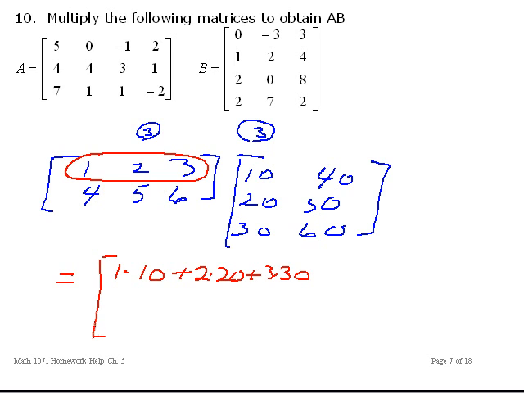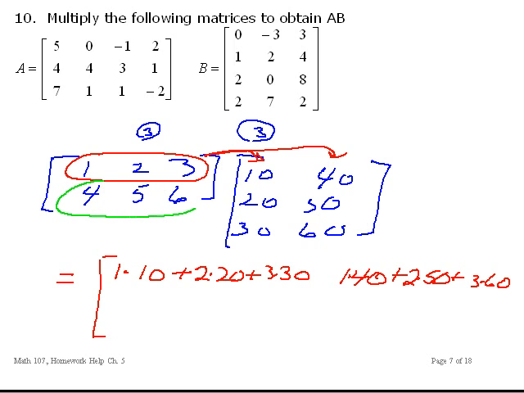Then I take that row and now I'm going to go against the second column. So I've got 1 times 40 plus 2 times 50 plus, what is it, 3 times 60. Okay, now I'm done. I've taken the first row and applied it to both columns. The first column gave me my first entry here. The second column gave me the next entry.